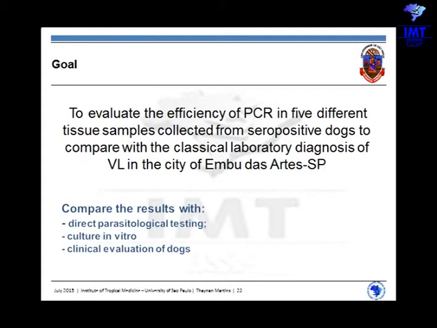So our goal was to evaluate the efficiency of PCR in 5 different tissue samples collected from seropositive dogs and compare with the classical laboratory tests. That's why I can tell you that PCR is the best one. And the city of Embu das Artes is a tourist city, pretty close to São Paulo. It's only 23 kilometers away, 20 minutes to get there. And they have dogs infected with visceral leishmaniasis, the most severe form. The direct parasitological test, culture in vitro and clinical evaluation of the dogs were the tests that we compared.